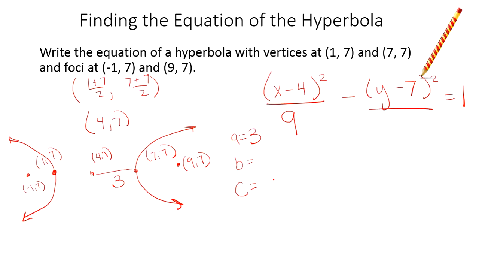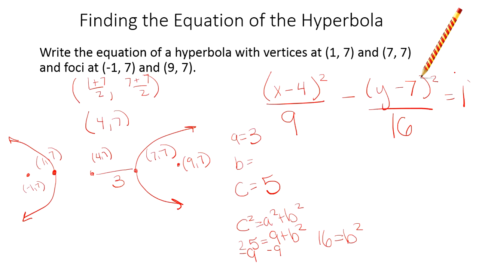Because 4 to 9. So if I solve that, c squared equals a squared plus b squared. Let's plug in. So I got 25 equals 9 plus b squared. Subtract my 9 from both sides, and I'm going to get 16 equals b squared, which is what's underneath there, right? So I can just put 16 right away. But my b would be 4. So I have found the equation of my hyperbola that has the various vertices and the two foci that they required.